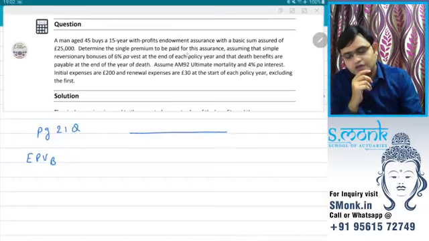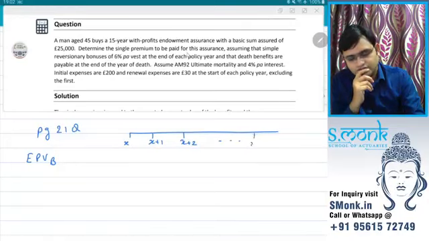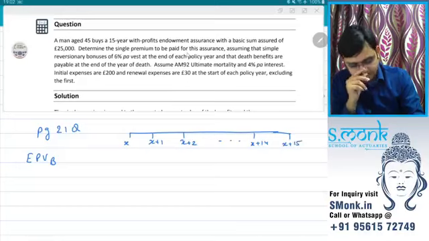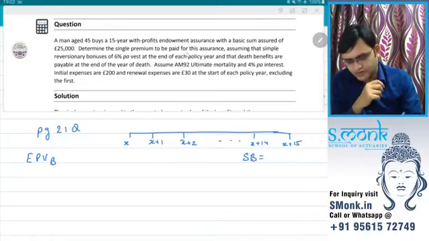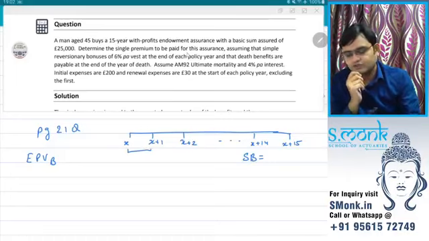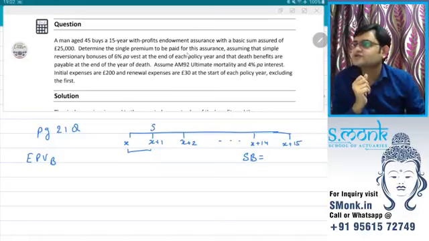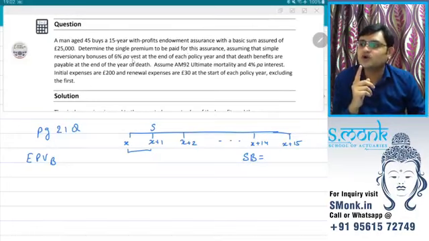At the beginning, I always make the timeline so that we don't get confused. Okay. So x plus 1, x plus 2, and so on. This would be x plus 14, x plus 15, and then survival benefit. So we are saying if the person dies within the first year, then 25,000 would be given. I will just write it as S because the first year's bonus is not given here, right? It is vested at the end of each year.